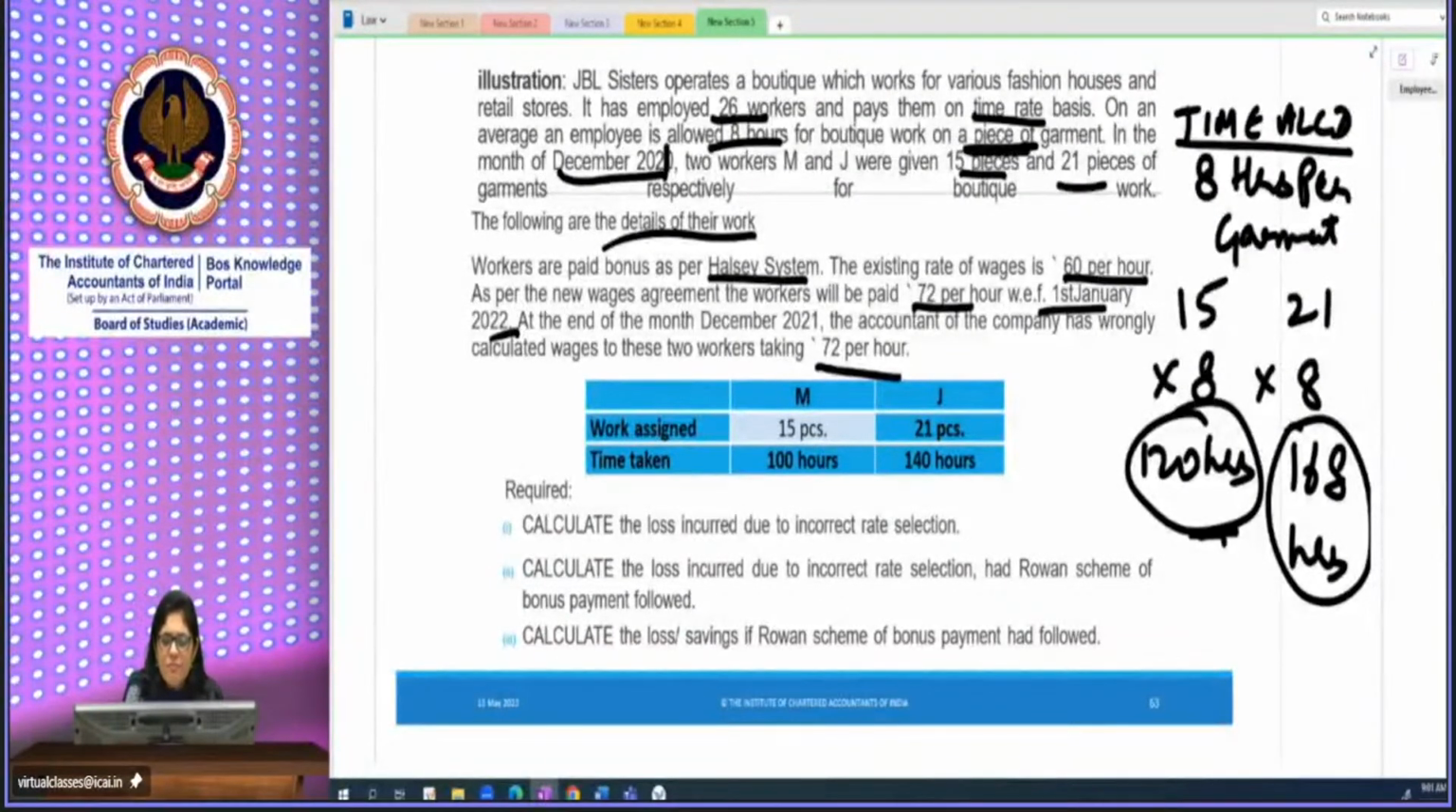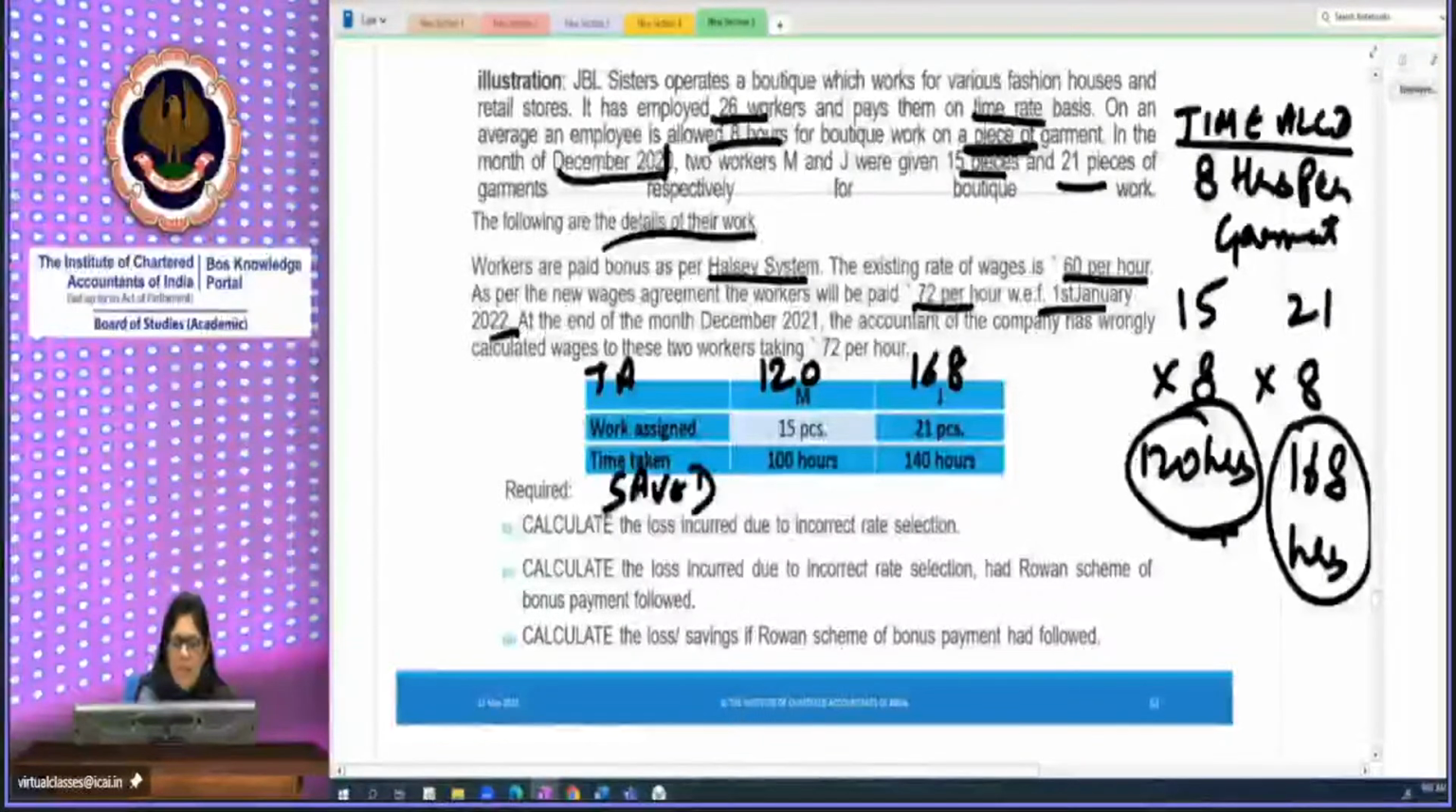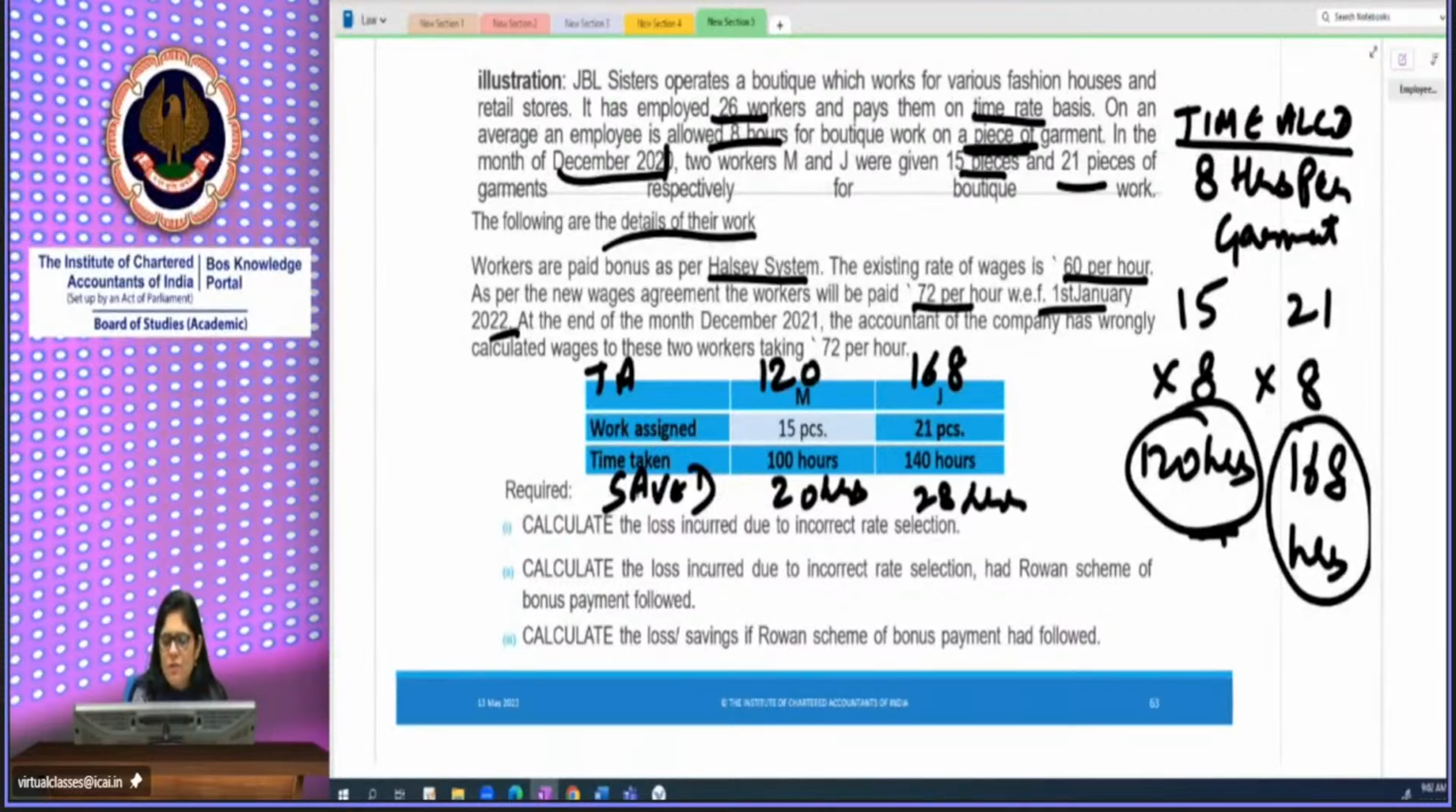So work assigned 15 and 21 pieces. Time taken also we have, and time allowed we have. So let me write it over here only. Time allowed 120 and 168, and this is time taken. All right. So I can write time saved also here. So time saved is 20 hours for M and 28 hours for J. You need to understand the question, what exactly is there. So we have time allowed, we have time saved, we have time taken, we have rate per hour.